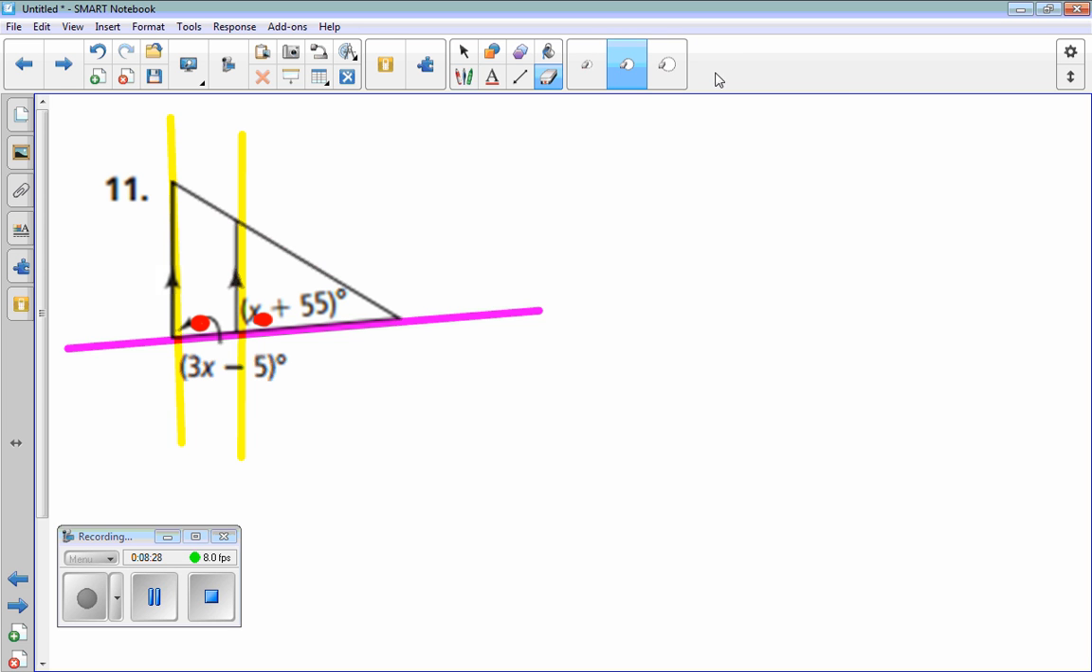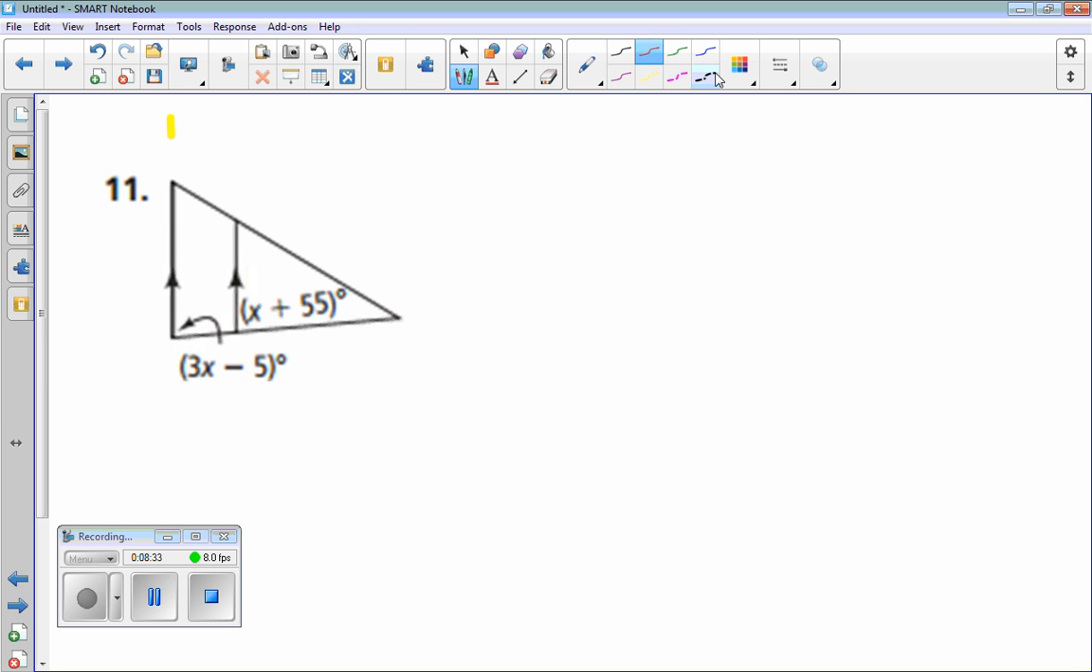So the corresponding angles, what I'm looking for is the relationship. When the lines are parallel, which they are here, are they equal to each other, or do they add to be 180? It's one of those two choices. Which one would it be here? They're equal to each other when the lines are parallel. So that should be the equation: 3x minus 5 is equal to x plus 55.